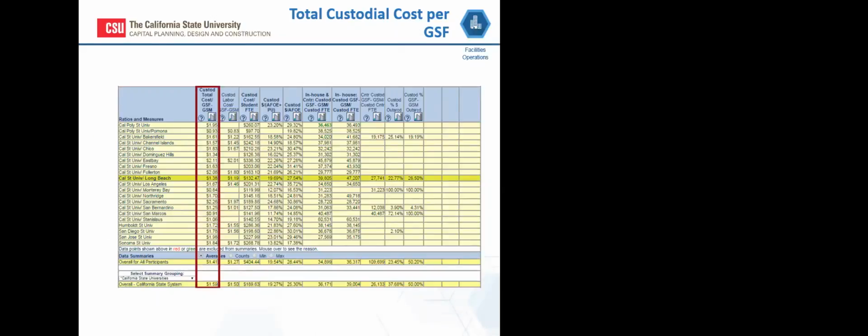Okay, now we're going to look at a data point related to custodial. So we can see there's a number of them there. We chose that custodial per gross square feet. Great benchmark for all of your supervising custodial teams to be looking at in relationship to the total square footage.